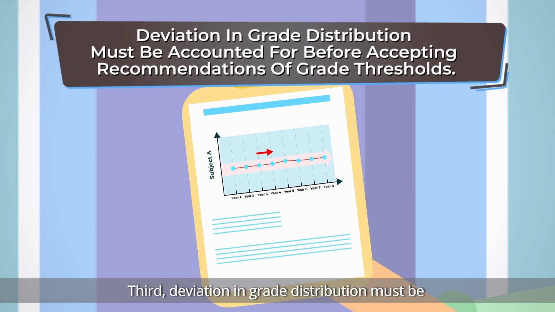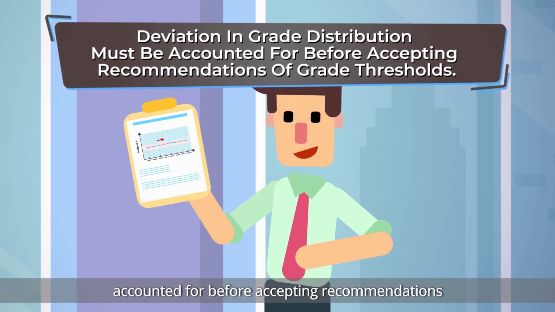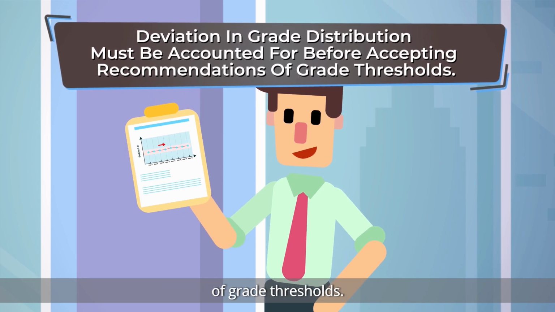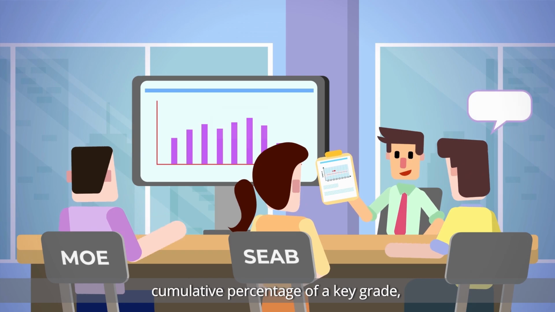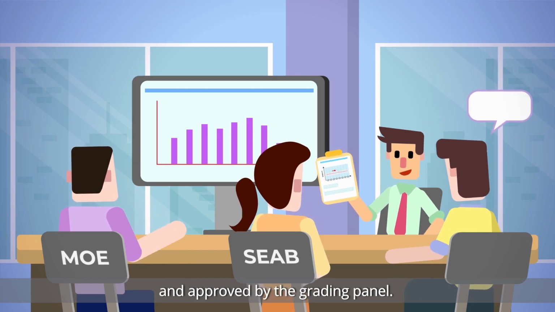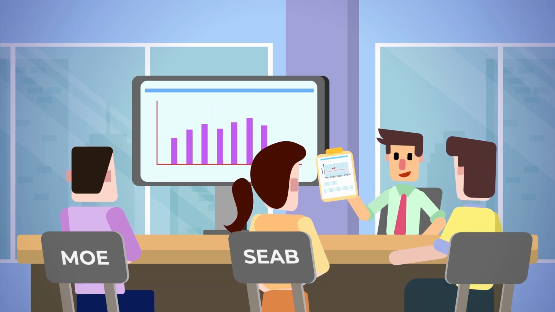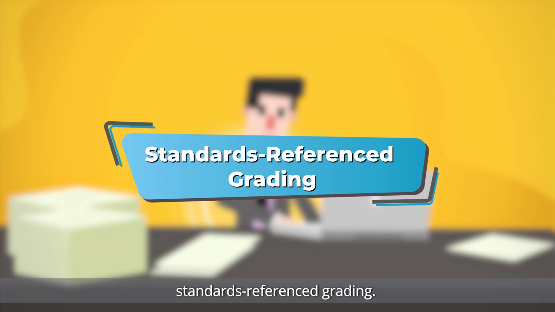Third, deviation in grade distribution must be accounted for before accepting recommendations of grade thresholds. Where there is a change in the cumulative percentage of a key grade, the change must be justified with evidence and approved by the grading panel. This procedure is also known as standards referenced grading.